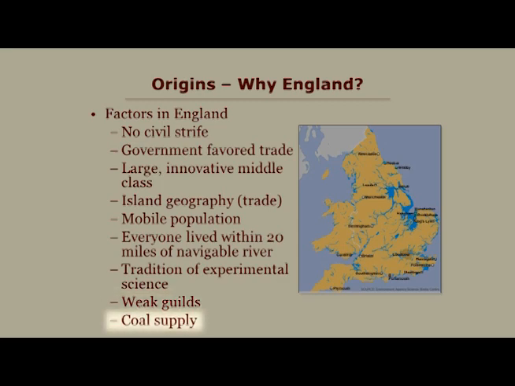Finally, in England, there was a very large coal supply. That meant that England had the capability of supplying its own energy. And as we will see, that becomes very important as machinery is established as the crux of the Industrial Revolution. And of course, that machinery has to be driven by energy.